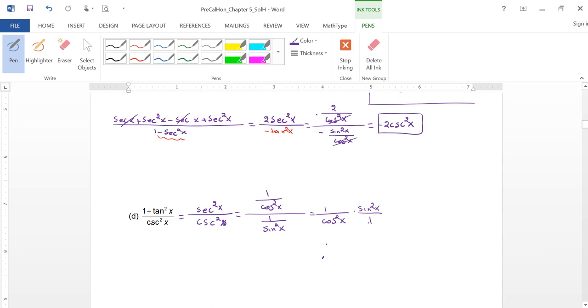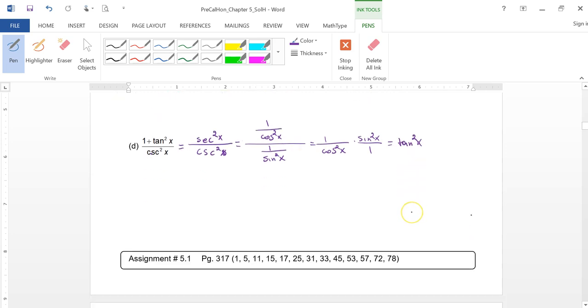Okay, dividing two fractions is multiplying one by the reciprocal of the other. So sine squared x over cosine squared x, tangent squared x. Okay? Now, this homework.